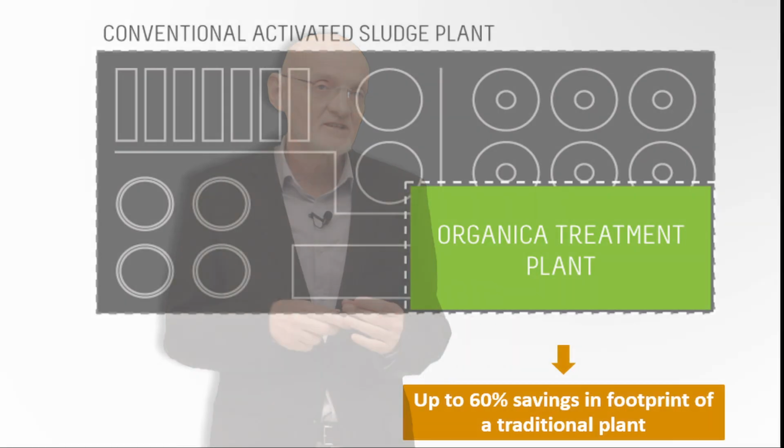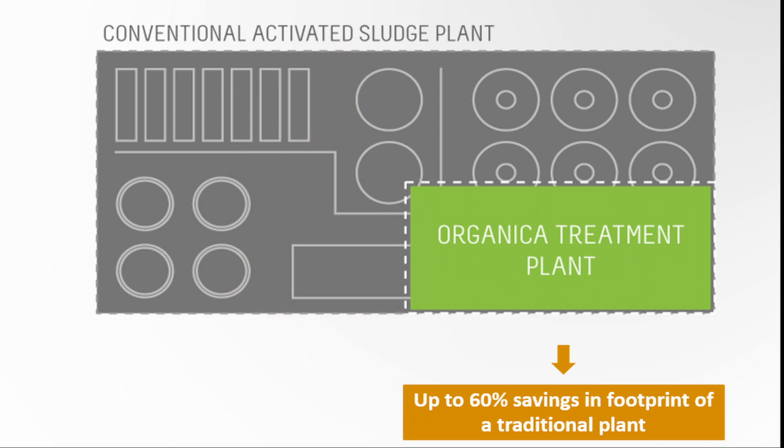And it also stands to reason that if you can increase the density that much more, that means that you can make the treatment plants that much smaller for the same capacity. So in comparison to a traditional activated sludge plant, Organica plants tend to be as much as 50 to 60% smaller. In the next few minutes, let's take a look at it. How is it possible that the footprint is that much smaller?